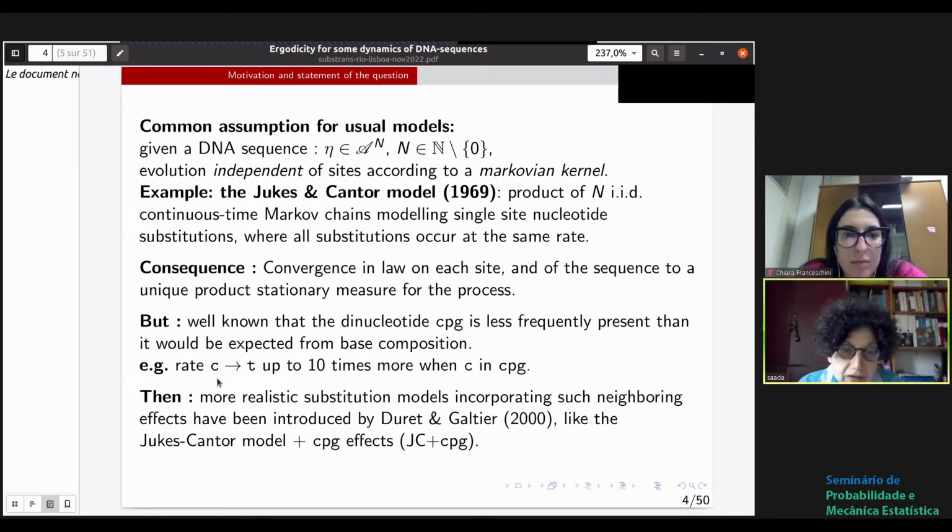But this is not very realistic, because it's well known that, for instance, the dinucleotide CpG is less frequently present than would be expected in some independent model. So, for instance, to go from C to T is much more present when C is in dinucleotide CpG. So there have been more realistic models at the beginning of the 2000s, and something like Jukes Cantor model plus CpG effect. So there is an additional rate to model these neighboring effects. So that's what we are interested in.